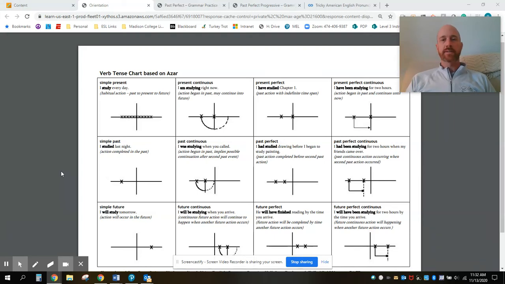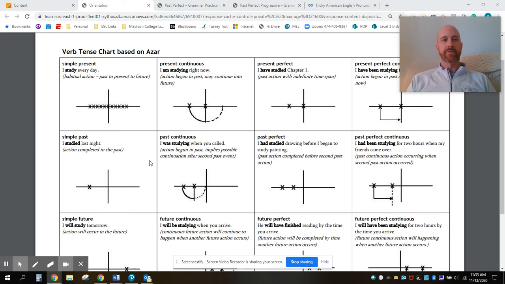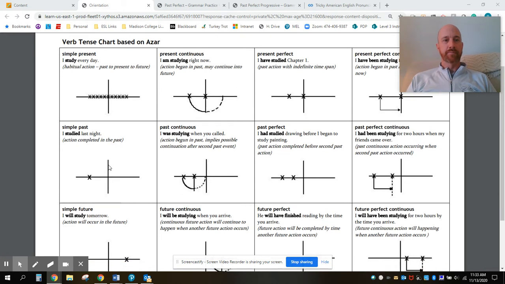Today we're going to look at the past perfect and the past perfect continuous. I wanted to start with just a quick overview of past times. So if we look at this verb tense chart by Betty Azar, the middle line always represents now, and then we work from the past to the present to the future.